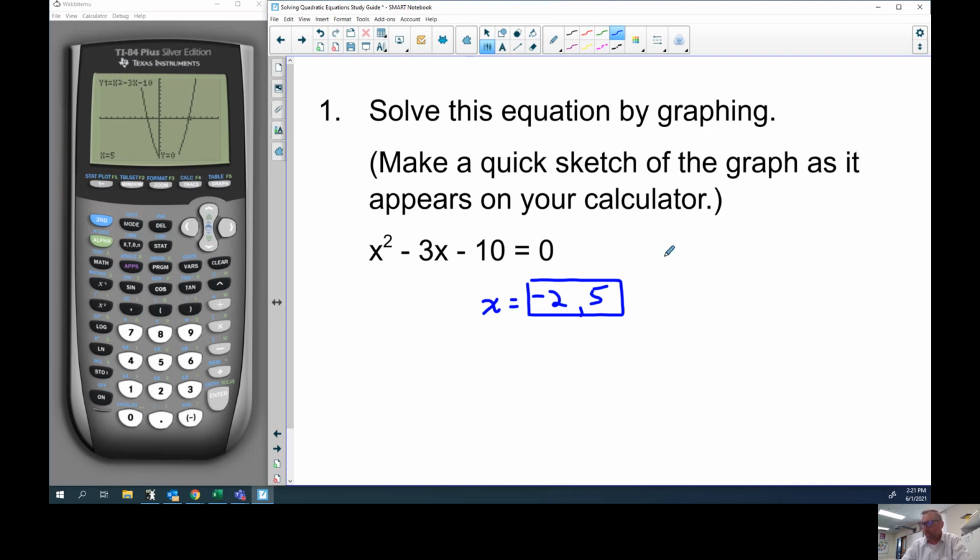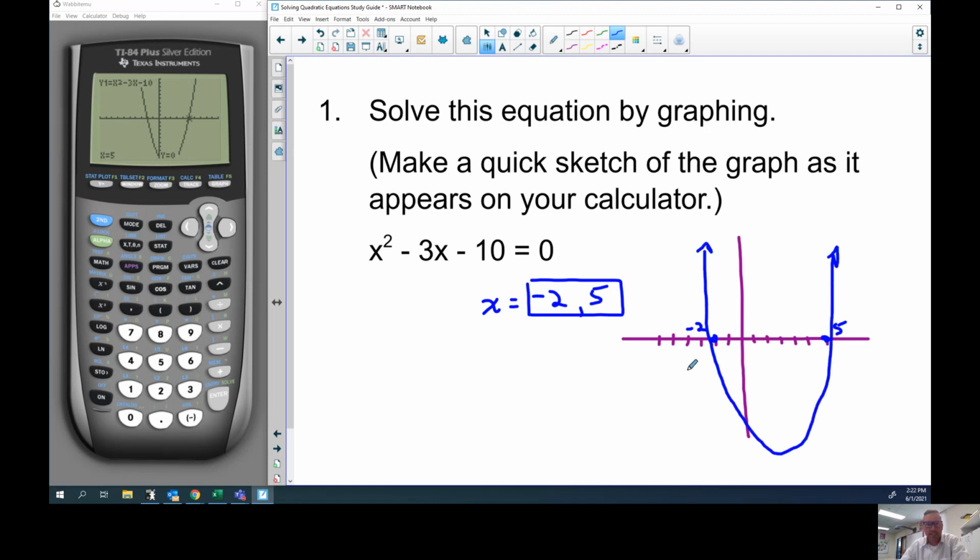Then we're supposed to make a quick sketch of our graph. So let's do that. 1, 2, 3, 4, 5, 6. 1, 2, 3, 4, 5, 6. The x-intercepts are probably the important part, right? So -2 is one of our x-intercepts. We might as well label that. And +5, that's our other one. Then we'll just do a parabola that goes like that. Good enough. I think that's good enough for a sketch because those are the important parts that we're looking for off the graph.